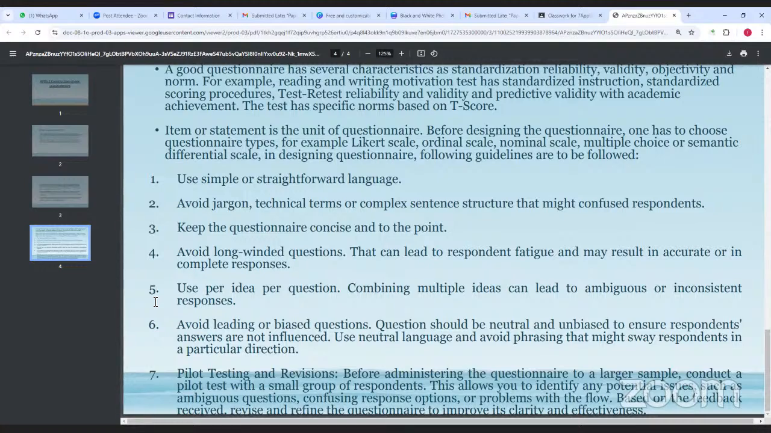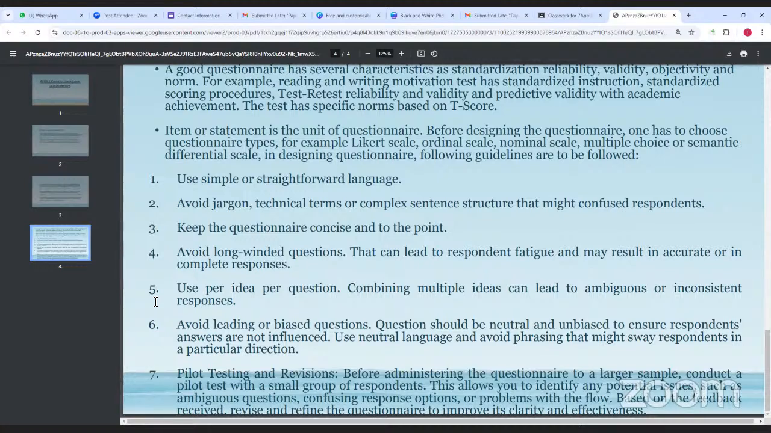Before designing the questionnaire, one has to choose questionnaire types. For example, Likert scale, ordinal scale, nominal scale, multiple choice, or semantic differential scale. In designing a questionnaire, the following guidelines are to be followed. Number one, use simple or straightforward language. Avoid jargon, technical terms, or complex sentence structure that might confuse respondents. Keep the questionnaire concise and to the point.